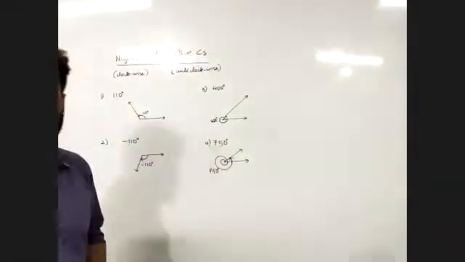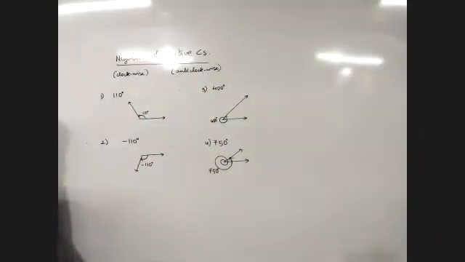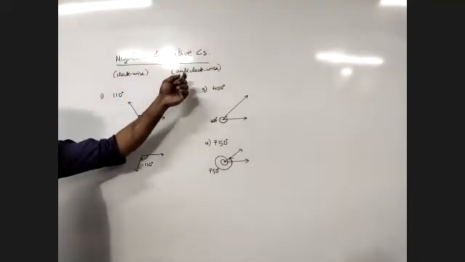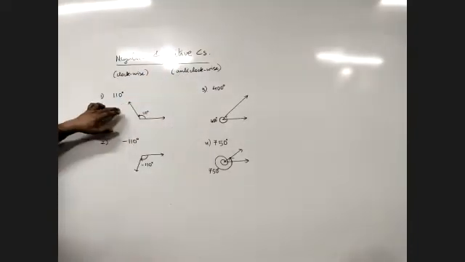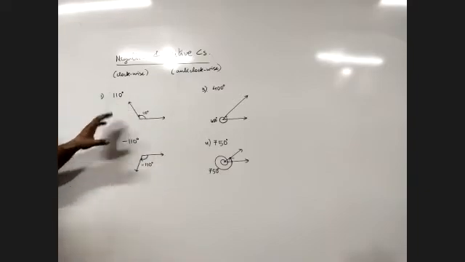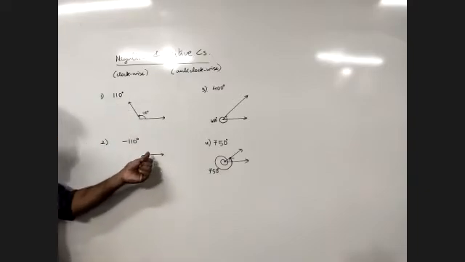This is exactly how we mark positive and negative angles. Negative angles in the clockwise direction and positive angles in the anti-clockwise direction. Plus 180 degree: anti-clockwise. Minus 110 degree will be clockwise.